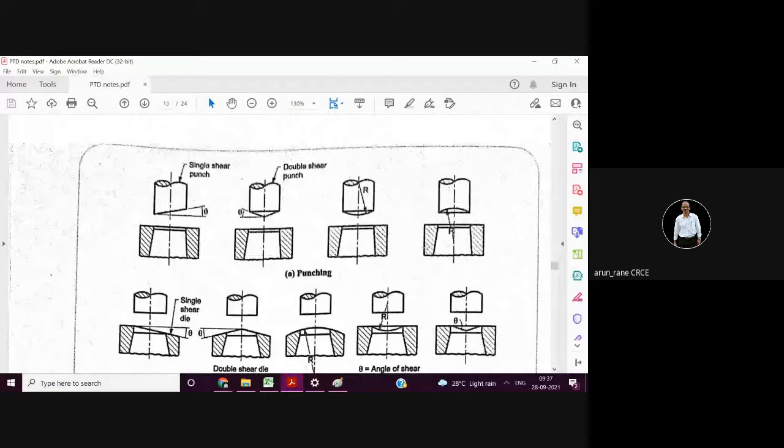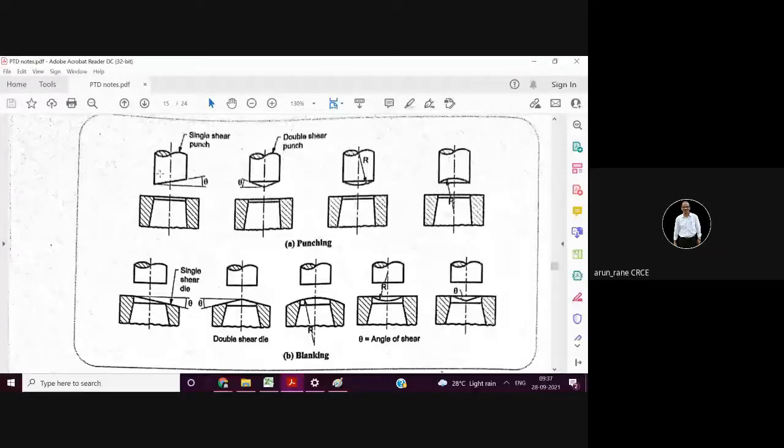These are the shears which I was talking about. So if it is blanking, just have a look at it, because this is important from an examination point of view. That is how to reduce the cutting forces on a press. So there are four ways. In case of punching, shear is provided on the punch, and in case of blanking, shear is provided on the die.